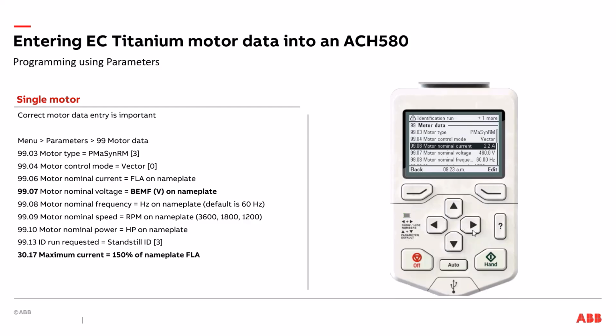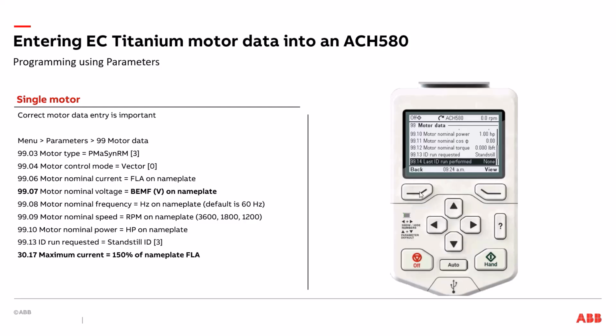Now the motor current is 1.2 amps in our case. The voltage is our back EMF voltage of 248. Frequency is 60 Hertz. Motor nominal speed in RPM is 1800 RPM even. The power is 1.0 horsepower, or 1 horsepower. Now for your cosine phi or torque, you don't have to adjust those. The ID run here can be a standstill, and there hasn't been one performed yet, but one will be performed here.